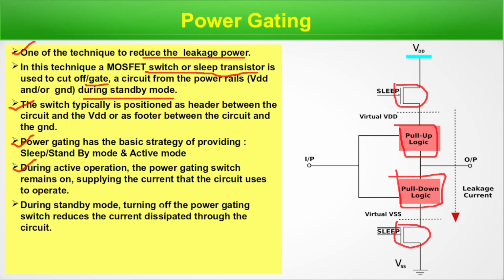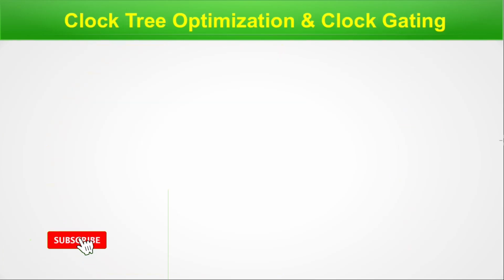During standby mode, turning off the power gating switch reduces the current dissipated through the circuit. So when this circuit is not in operation, turn off the power gating switch, so power is not going there and dissipation will not happen. That is the logic. So we are done with power gating. Now we will move to the next slide. Now clock tree optimization and clock gating.